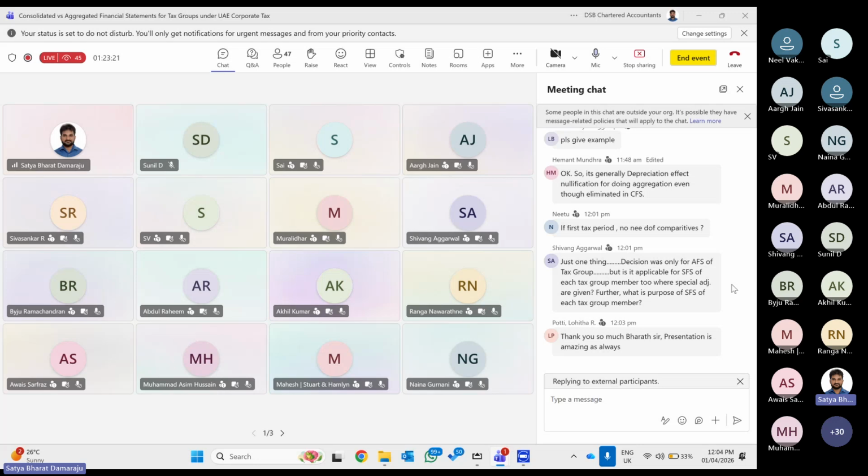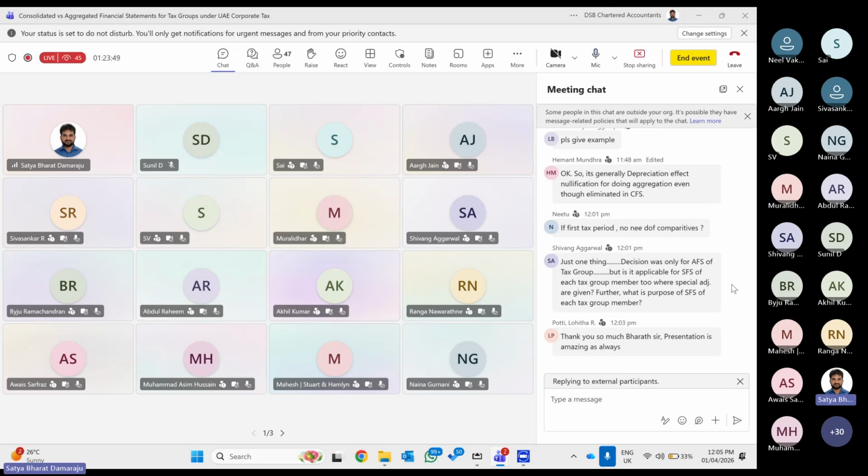And as a tip, you can also consider any investments in non-tax group members, do it at the cost method only, because that is the requirement for the AFS. So you better keep your SFS ready, or you prepare separate SFS. You prepare one SFS for your bank purpose or maybe commercial law purpose, but for the AFS you have a separate set of standard financial statements complying with all the requirements that we have discussed.